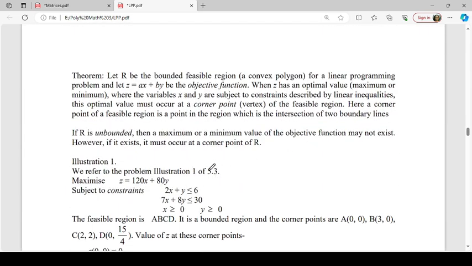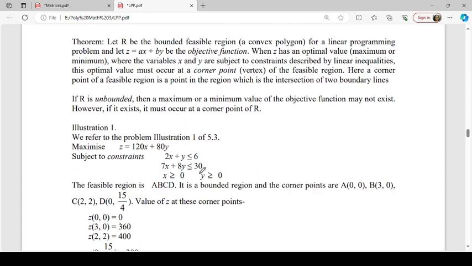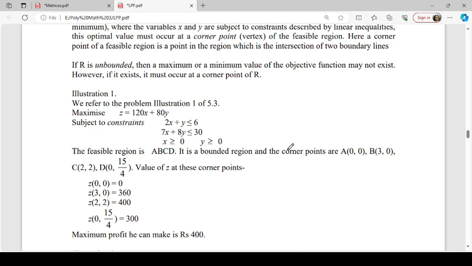This is another problem. We refer to problem illustration 5.3. So this is maximizing this. We draw the region. How will you draw it? Maximize this, then the constraints are this. We draw the region. So 2x plus y, if it is a straight line, will be like this. X intercept is 3 here. Y intercept is 6. So this is a line.